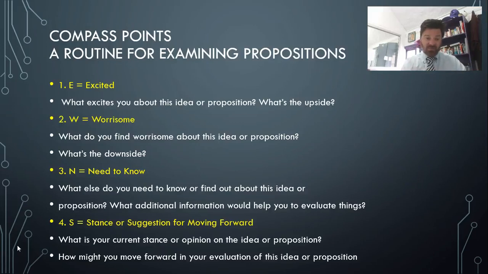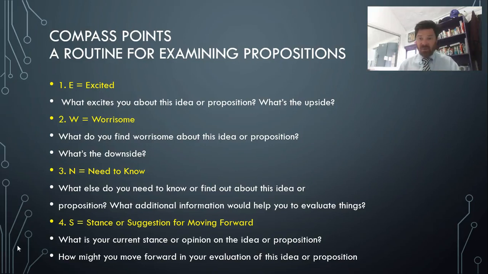Now, in terms of a thinking routine, compass points is great. Basically, the idea is that every student gets at least 4 little post-its, and in each corner of the room there is a large piece of paper, one with E, one with W, one with N, and one with S. So E is what excites you, and the student gets to write down what they're excited about in terms of the novel or the text they've studied.